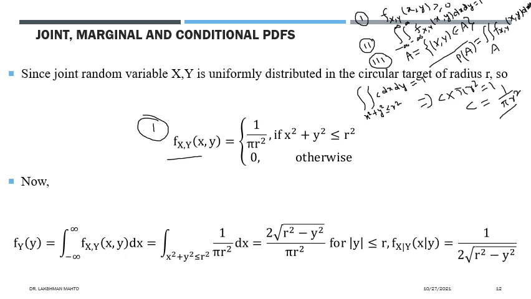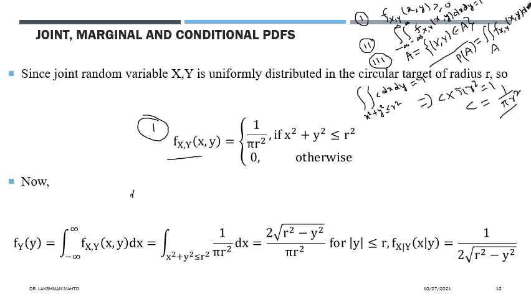What does it talk about? It is asking to find the marginal density. So I told you how you can get the marginal density of y. Just integrate the joint density with respect to x. Here the joint density is a constant, so it will come out of the integral, 1 by pi r square. And the limit of x is not varying from minus infinity to infinity completely.